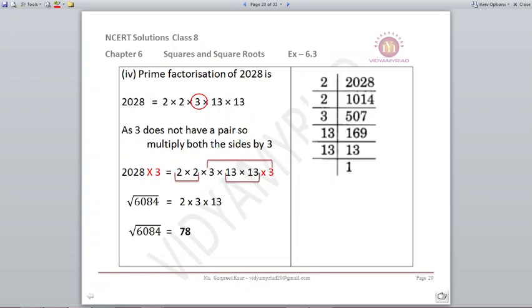Next number is 2028. Now here when I do the prime factors, I look here that 2 has a pair, then there is one 3 and then 13 has a pair. So what does it mean? 3 is alone here. So I am going to multiply both the sides with 3. So 2028 multiplied by 3, we get 6084. So that means I need to find out the square root of 6084. For that I will pull one number from each pair, that is 2 into 3 into 13, which gives me 78.